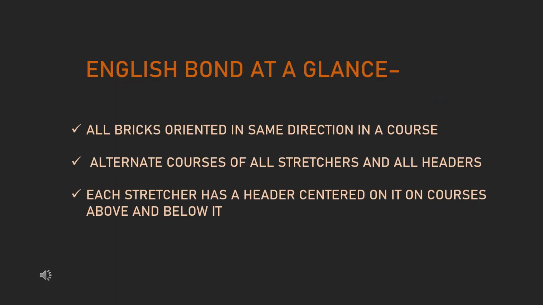So to quickly sum up English bond, all bricks are oriented in the same direction in a course. Alternate courses are of stretchers and headers, and each stretcher has a header centered on it in the courses above and below it.